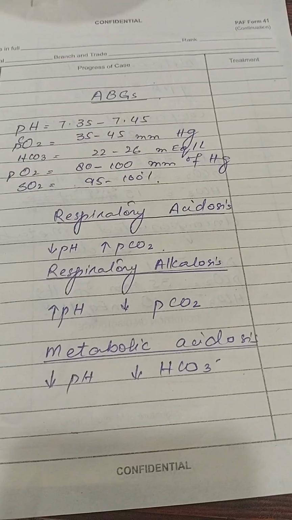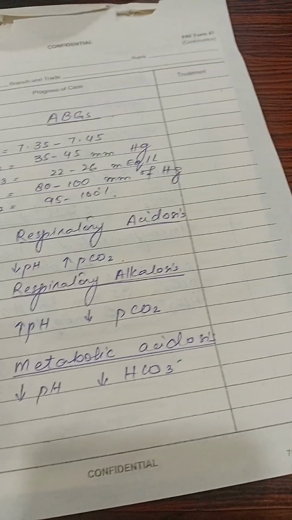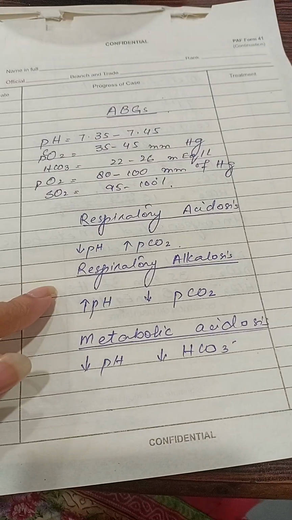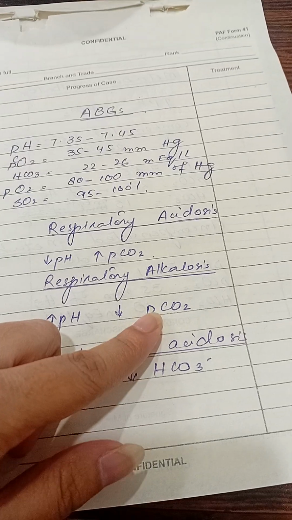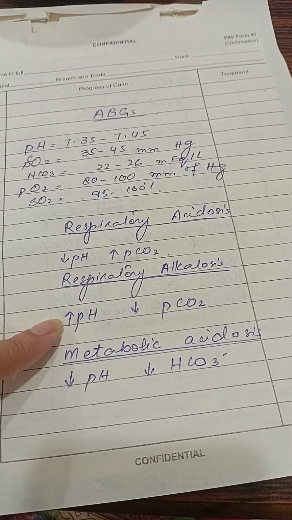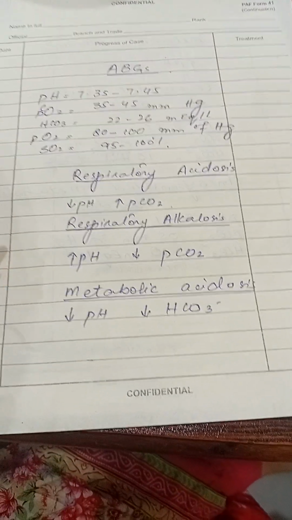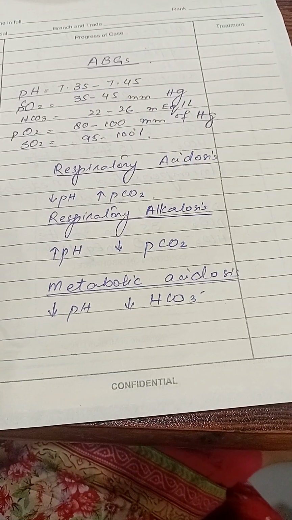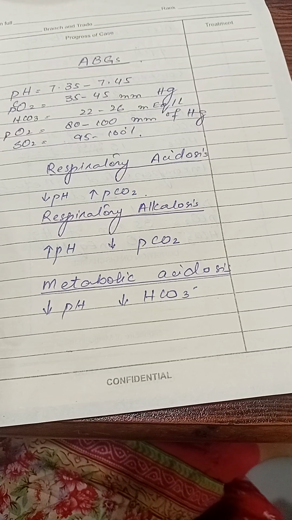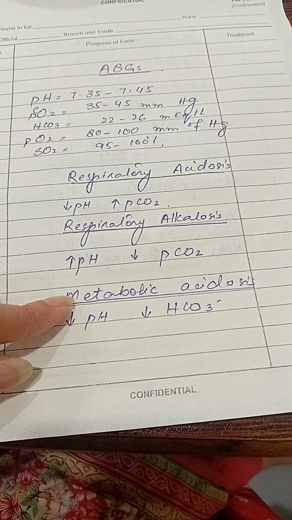Then there comes respiratory alkalosis. It is usually due to hyperventilation. PCO2 decreases, as a result of which, vice versa, pH increases. So this is called respiratory alkalosis. Metabolic acidosis is when bicarbonate decreases, as a result of which pH decreases.